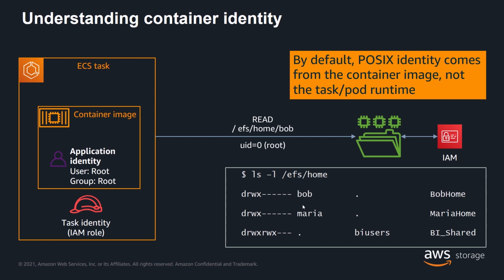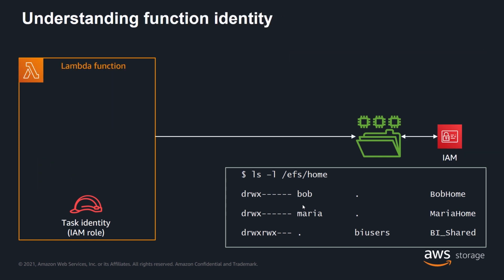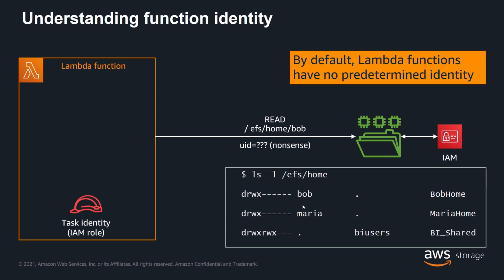If you think about it from a Lambda perspective, Lambda functions by definition have no predetermined identity, right? So if you need to access applications within a file system, you need to have some sort of mapping to your file system identity. This is where Amazon EFS access points come in.